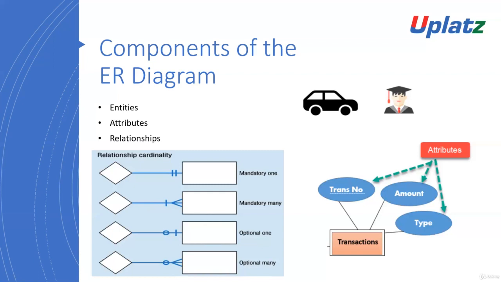So that becomes your optional many. Next, there are also particular symbols. As for mandatory one, this is the way we need to connect the entities. This is the way we need to connect for mandatory many relationships. This is for optional one. This is for optional many. So basically for many, this is the representation, and if it is optional, you have to add a circle before it.